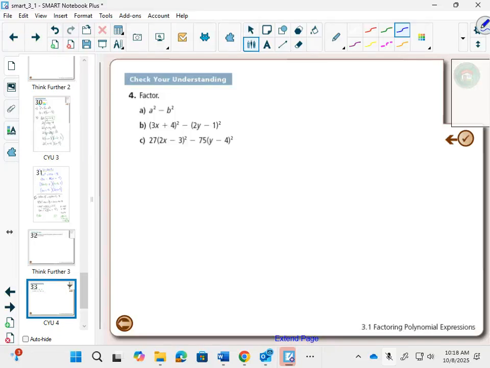All of these examples are going to practice difference of squares. And A is the easiest one.